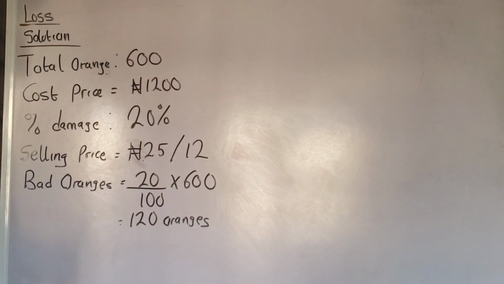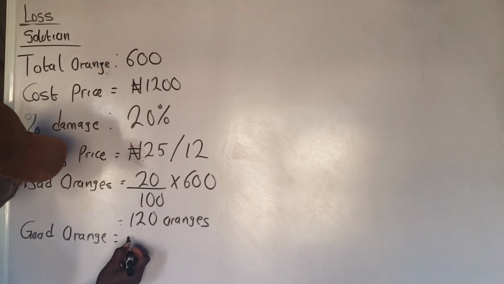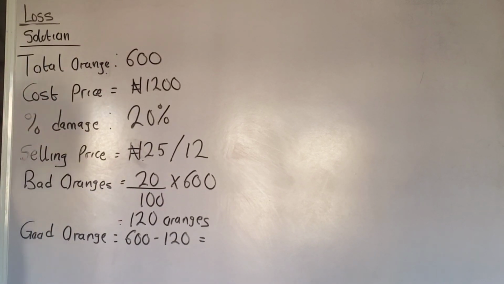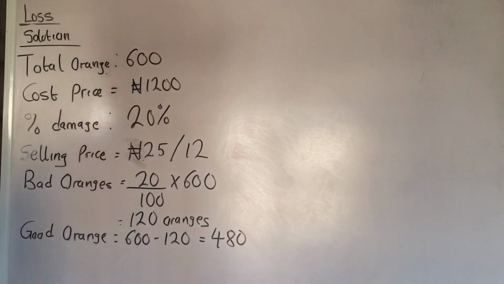Having gotten the number of oranges that are bad, now we can determine the oranges that are not bad. That is the orange that the seller sold out. You cannot sell what is bad to a customer. So 120 is already gone out of 600. The remaining oranges, the good oranges, will now be the difference, which is 600 minus 120. That is 480. So among the 600 oranges, 480 were good and 120 were bad.